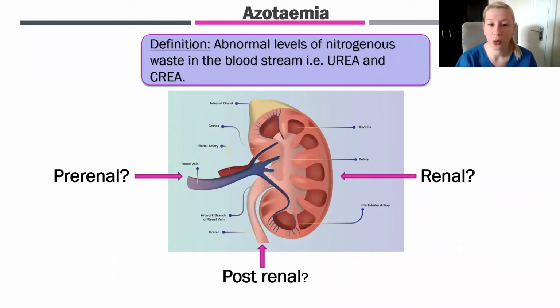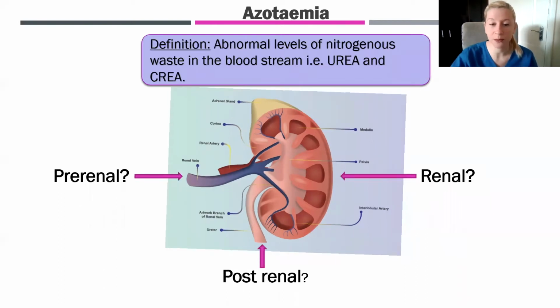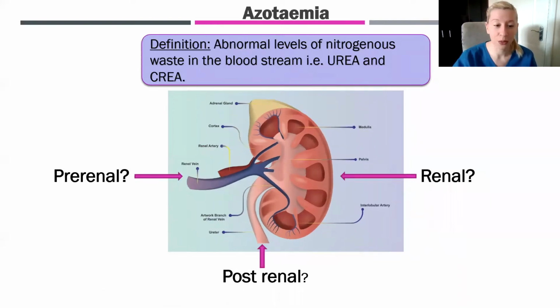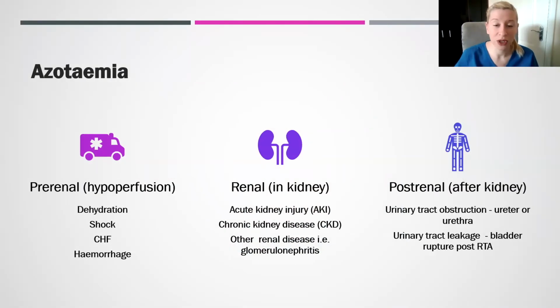So first of all, what does azotemia mean? The definition of azotemia is an abnormal level of nitrogenous waste product within the bloodstream, i.e. your urea and your creatinine. Now, there's three different areas which we need to think about when we're thinking about the origin of azotemia, and they are pre-renal, just meaning before the kidney, post-renal, after the kidney, or it could be within the kidney itself.